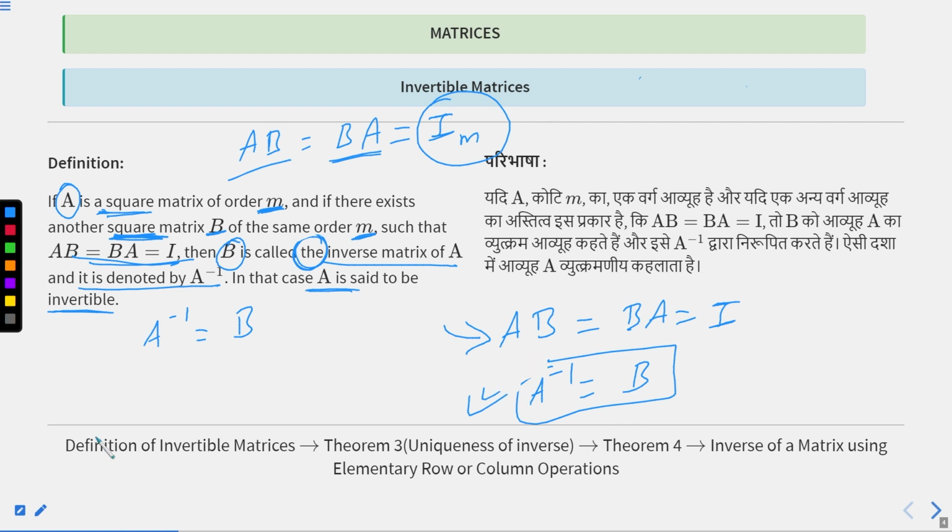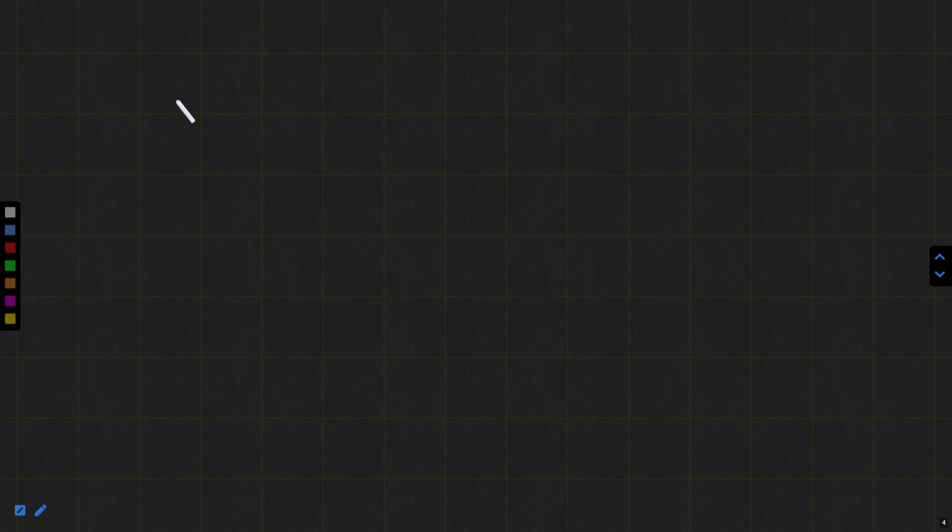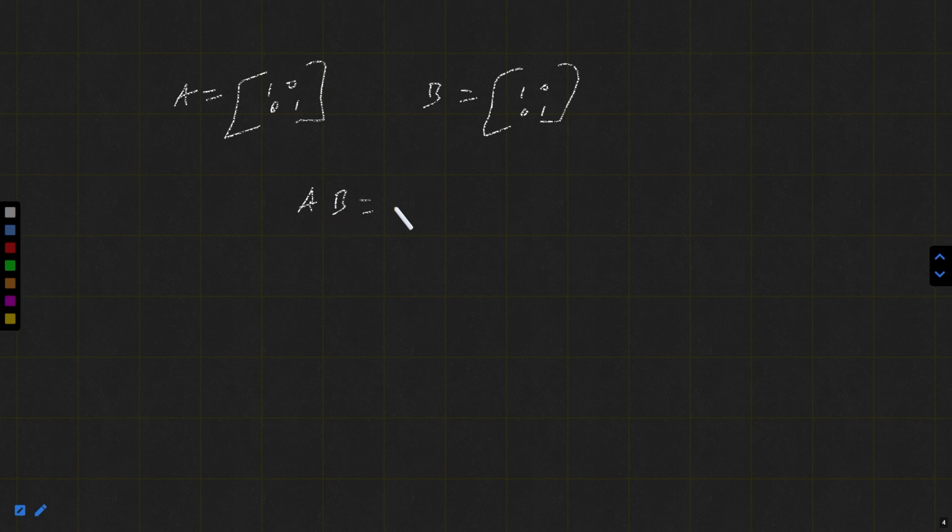So let me think of an easy example for you. Say A is your identity matrix, and B is also your identity matrix. If you take the product of A and B, what will you get? I. And if you take the product BA, what will you get? I. So in this way, you can easily say that A inverse is B and B inverse is A.